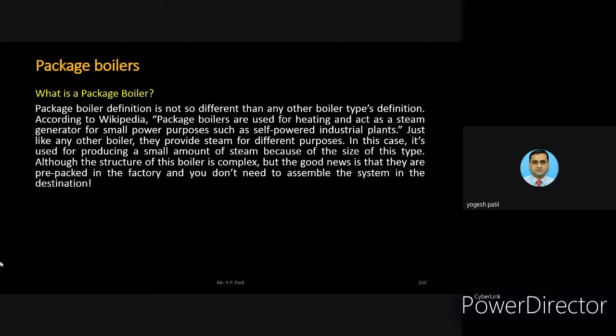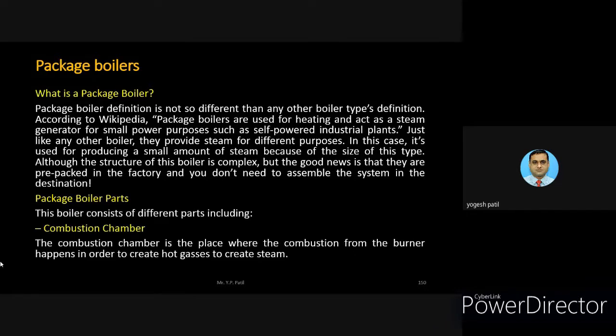Although the structure of this boiler is complex, the good news is that they are pre-packed in the factory and you don't need to assemble them in the system. So this is the main advantage, that we do not require to assemble it. It is directly pre-packed. So that is called package boiler.